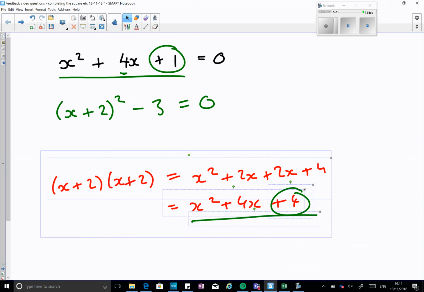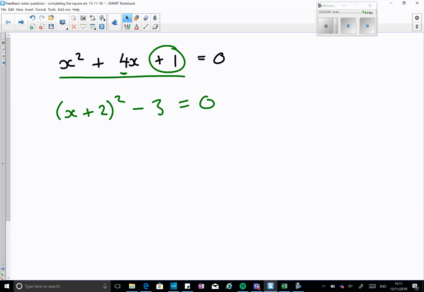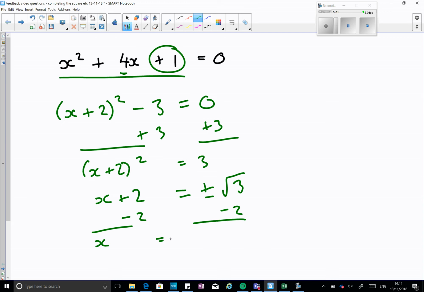And from that point now, we can find out what the values of x are. So the first thing I do now would be I'd add 3 to both sides. So add 3, add 3. So you end up with x plus 2 squared equals 3. Then we square root both sides. Remember, when you square root, you get a positive or a negative answer. And finally, we take off 2 from both sides. So I'm left with x equals plus or minus square root of 3 minus 2.